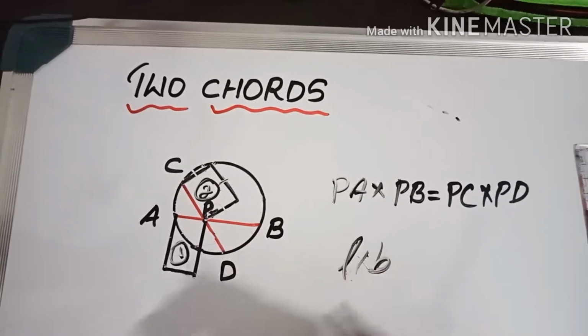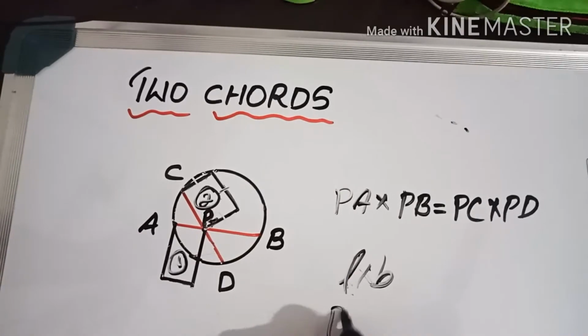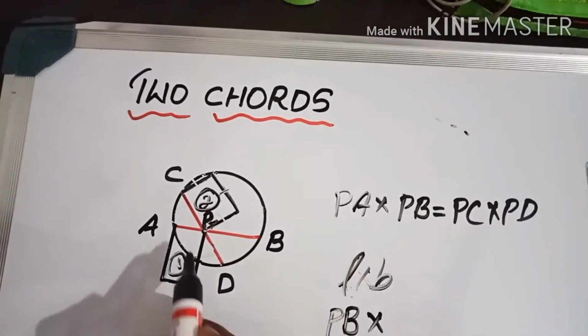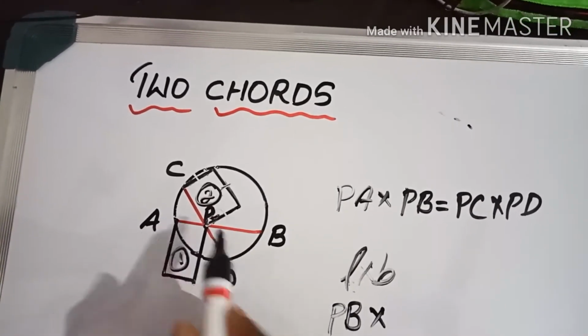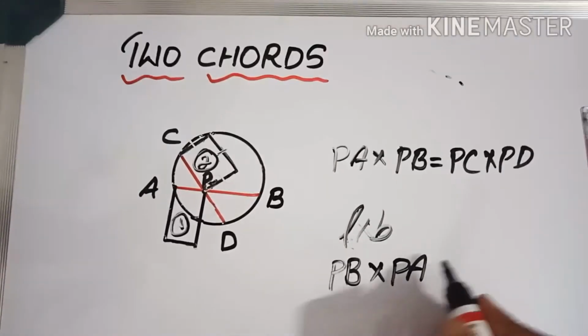So here the length is what? This side, that is the same as PB. PB into breadth is what? Breadth is this, that is PA. So PA into PB, the area is PA into PB.